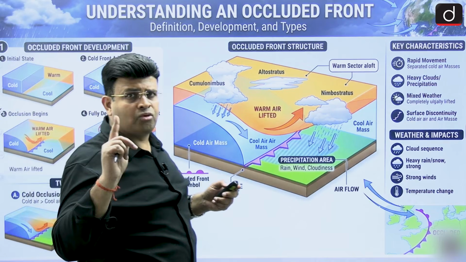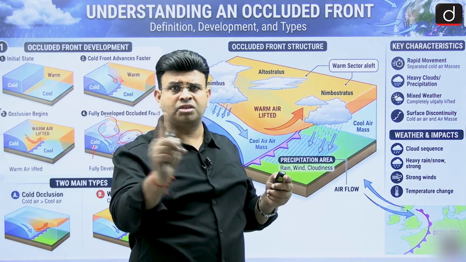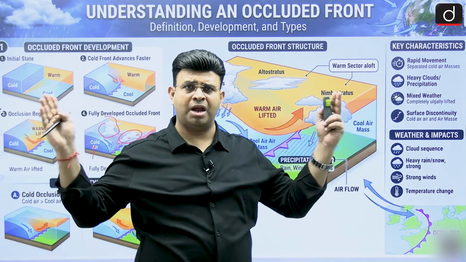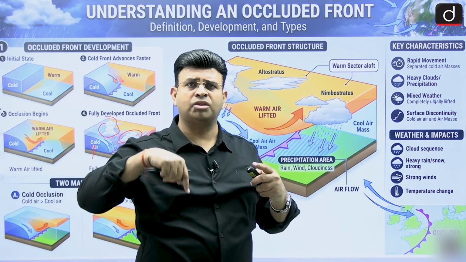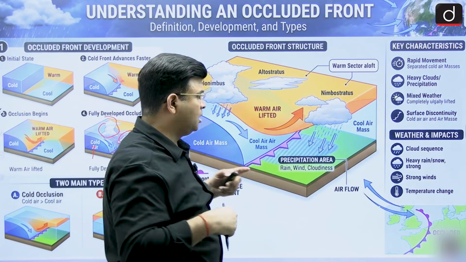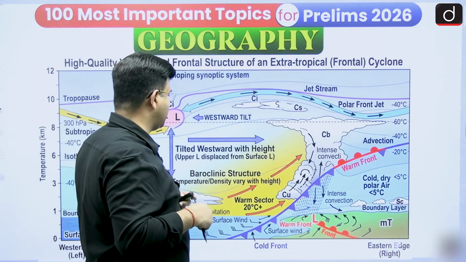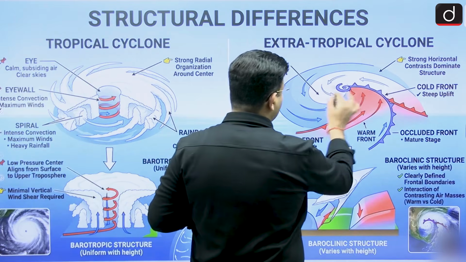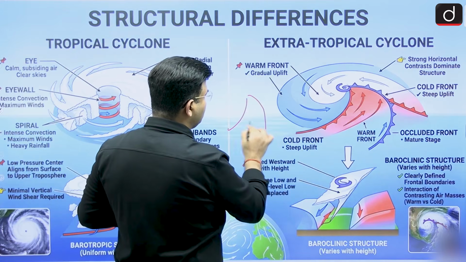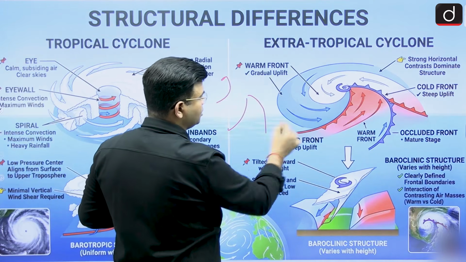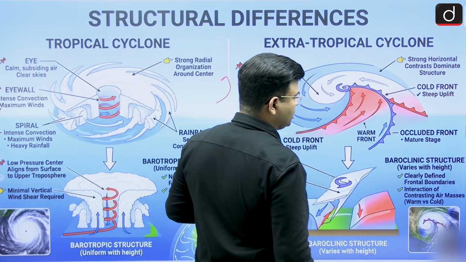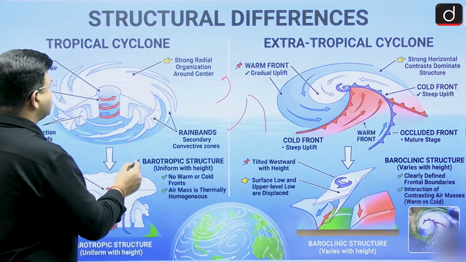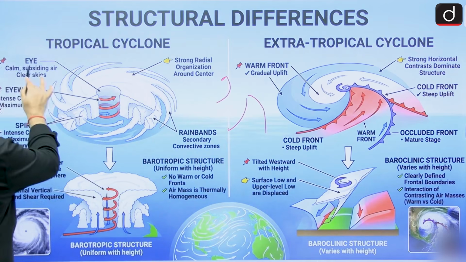And in the tropical cyclone, what we have seen is a circular structure, with an eye wall, inner spiral band, and outer spiral band. Here there is nothing like that. You can say the structure is a V shape, inverted V shape, or a comma-type shape.